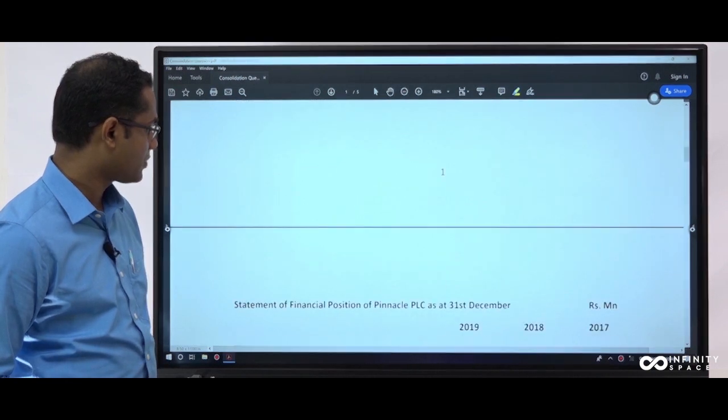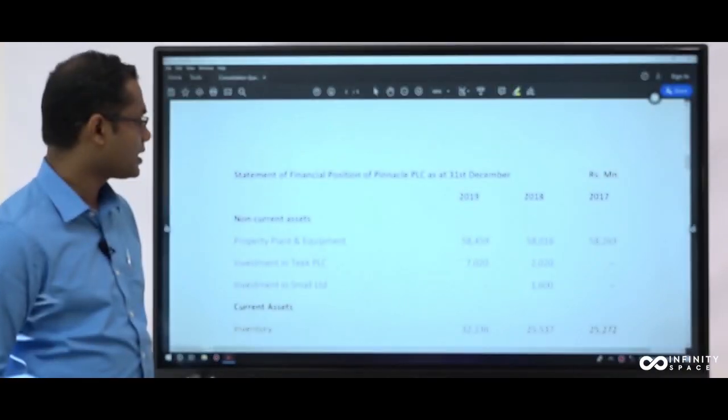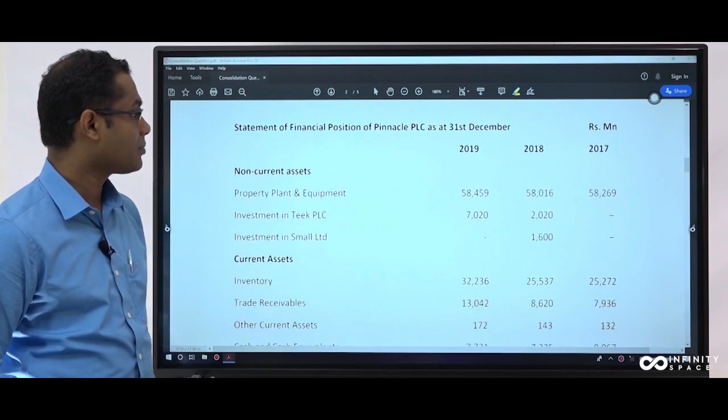Moving on, then on the next page you have been given the Pinnacle PLC statement of financial position.